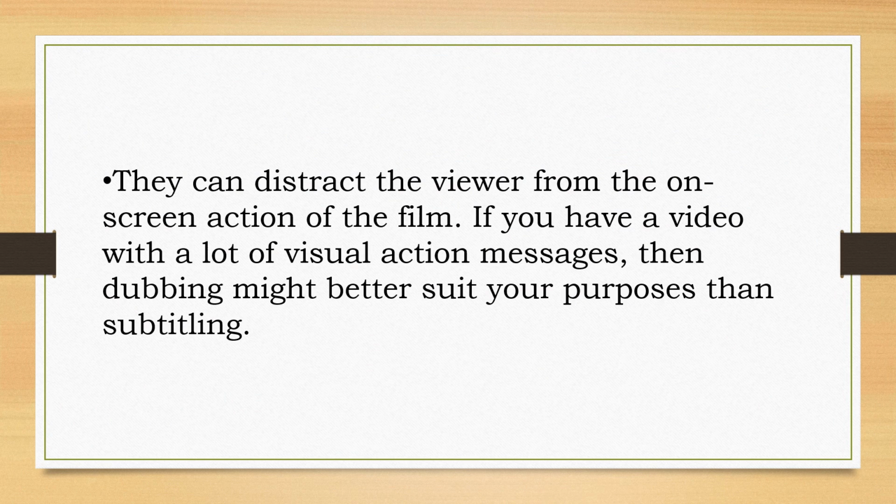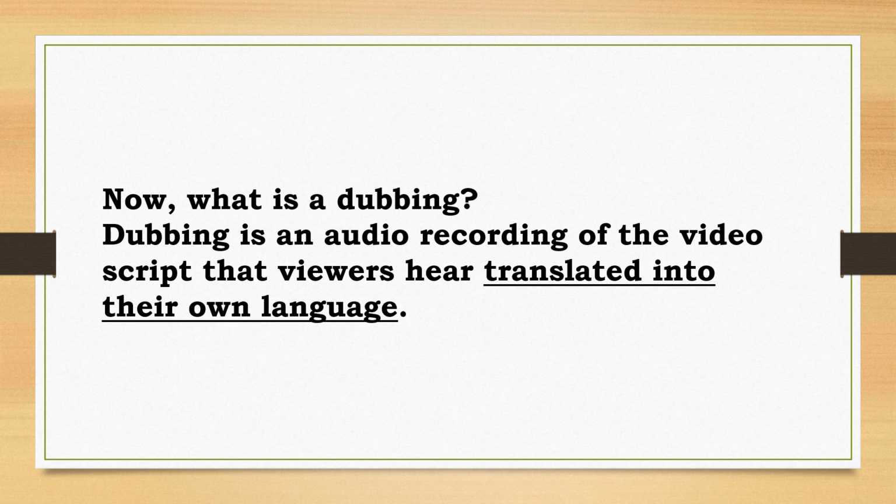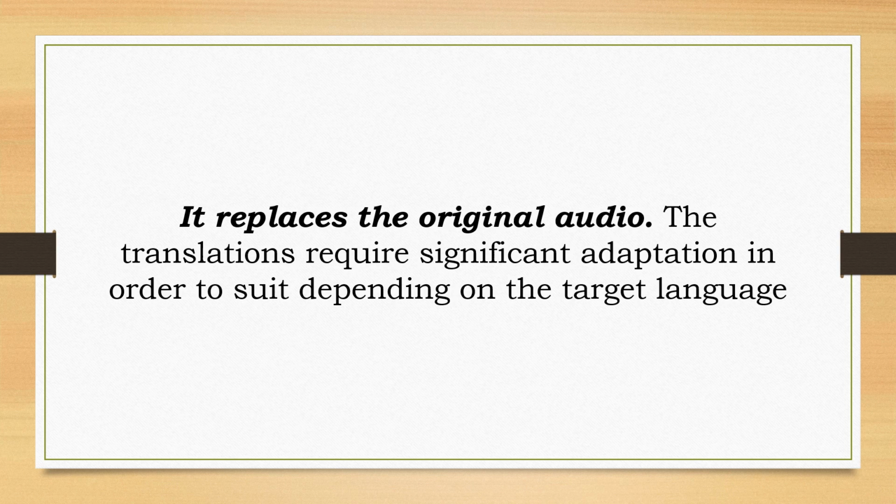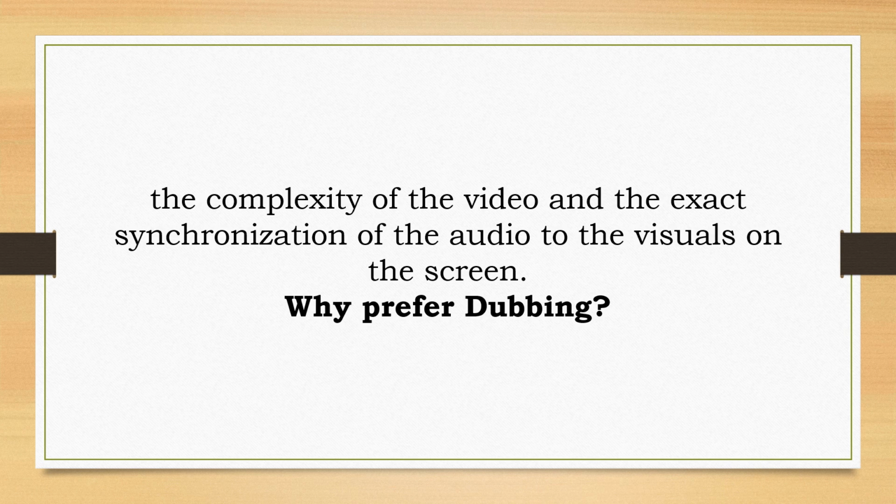If you have a video with a lot of visual action messages, then dubbing might better suit your purposes than subtitling. Now, what is dubbing? Dubbing is an audio recording of the video script that viewers hear translated into their own language. It replaces the original audio. The translation requires significant adaptation, depending on the target language, the complexity of the video and the exact synchronization of the audio to the visuals on the screen.